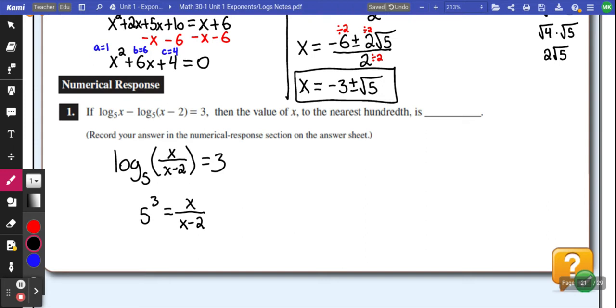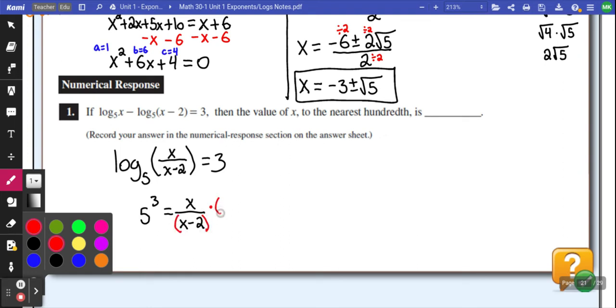Bueno, going to solve that, I have a fraction, right? I need to get that x off the bottom of the fraction. That's the tricky part for us. So to get that x off the bottom, I need to multiply both sides by x minus 2.